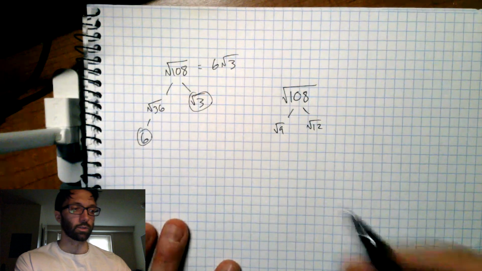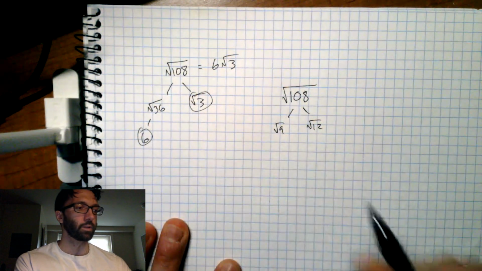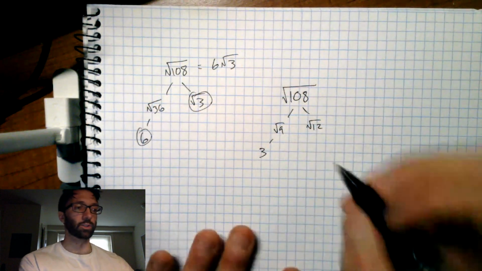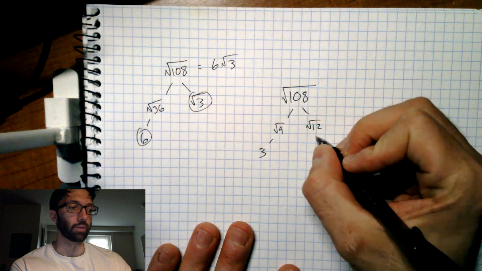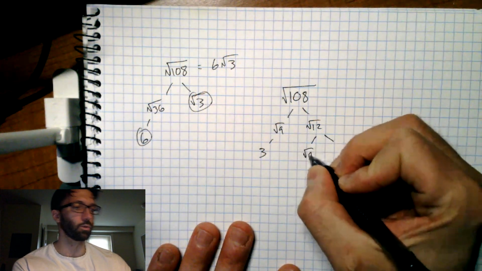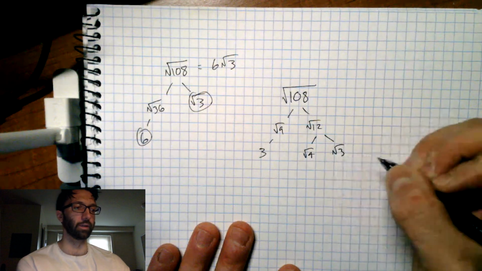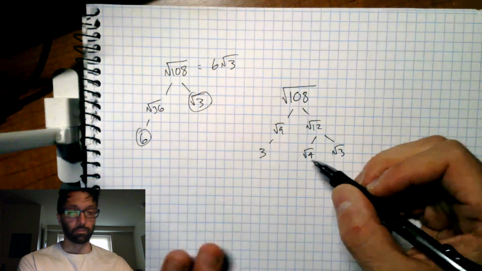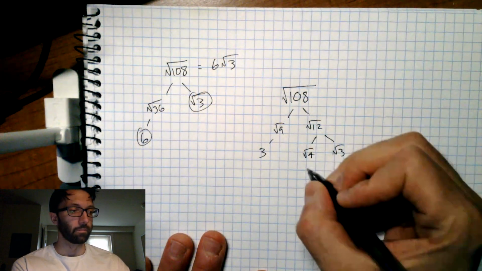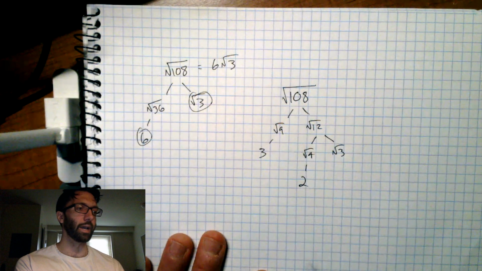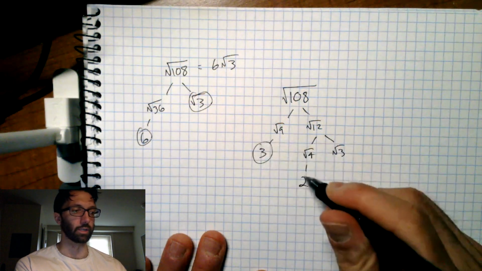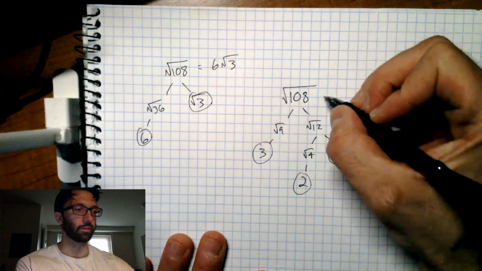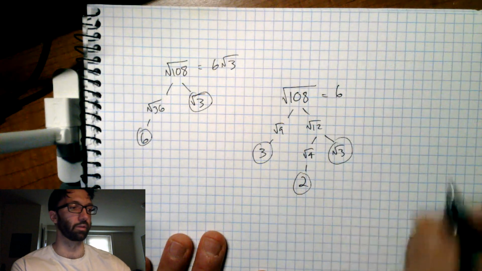So now we can start breaking these down just like we would here. So the square root of 9 I know is 3. The square root of 12 I don't know off the top of my head, but I know I can break that down further into the square root of 4 times the square root of 3, because 4 times 3 gives me 12. And then I know that the square root of 4 is 2. So now I can multiply the ends of my branches together here, and I get 3 times 2, which gives me 6, times the square root of 3.